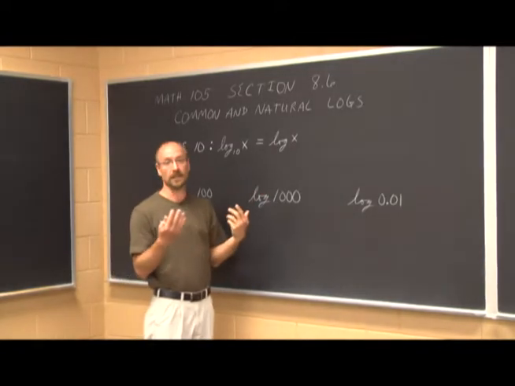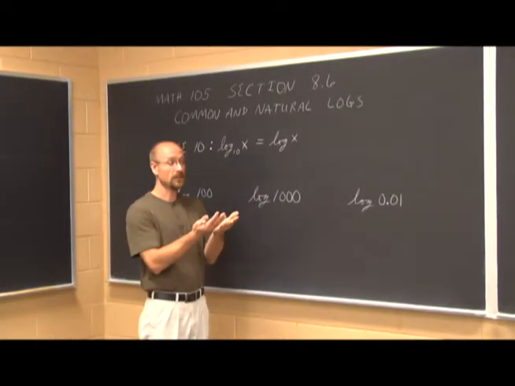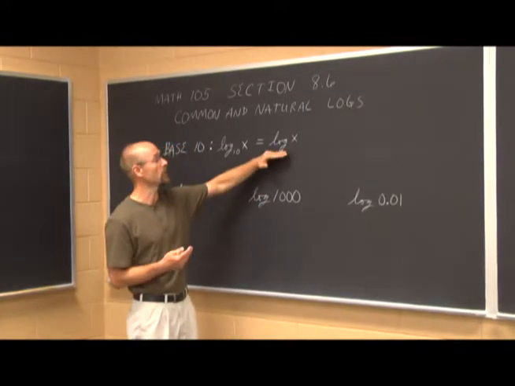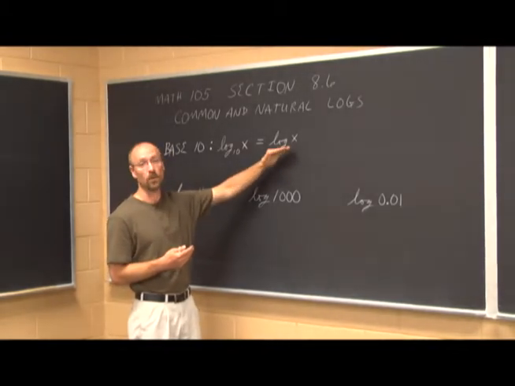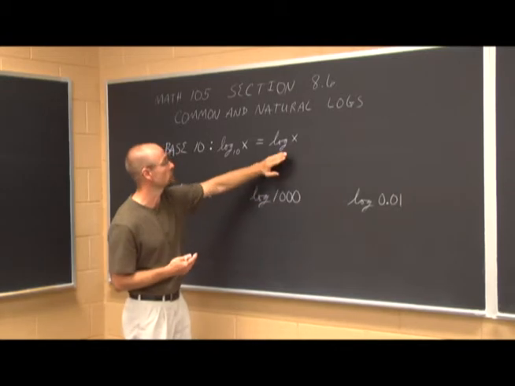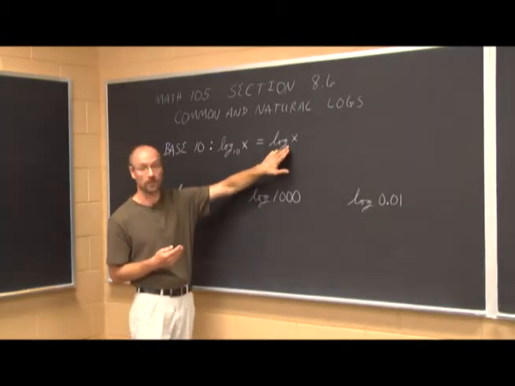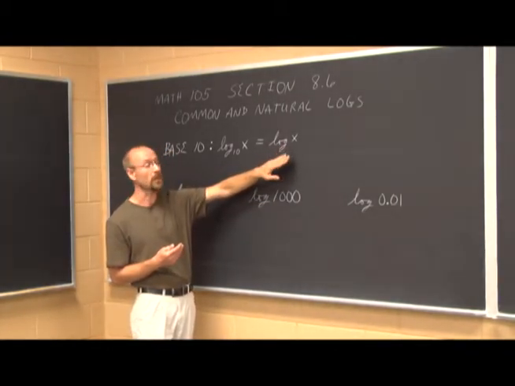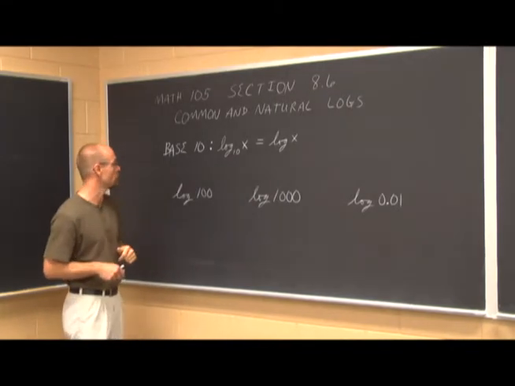Just like anything that has a coefficient of 1, we don't write 1. Well, whenever we have a logarithm with base 10, we don't write it. We assume that it is the common log. So whenever you see log of x without the notation of any base, you know it's a common log.